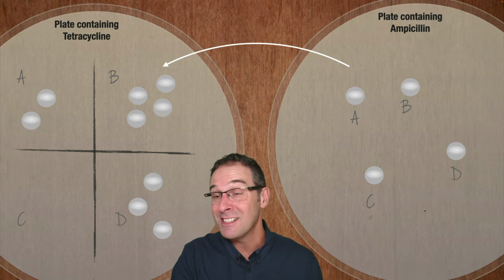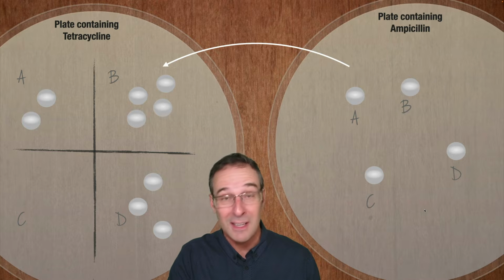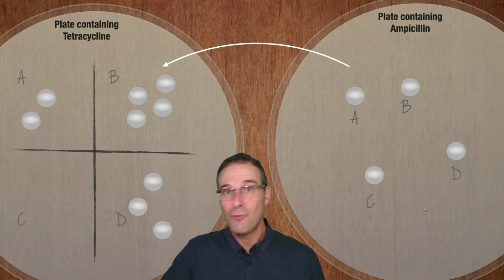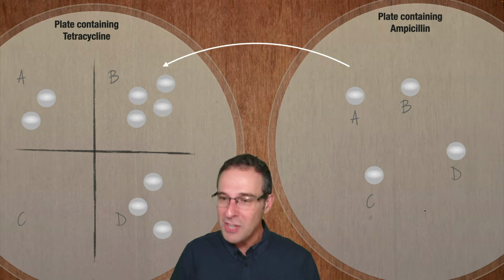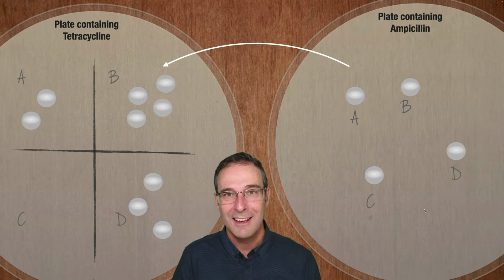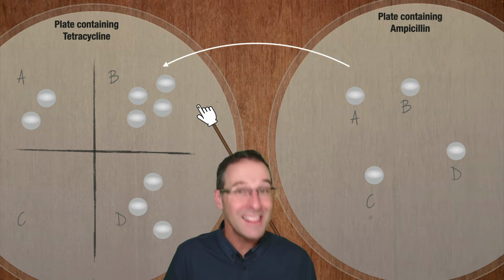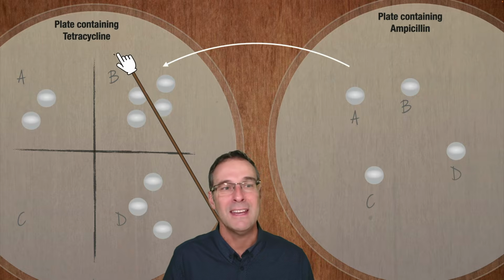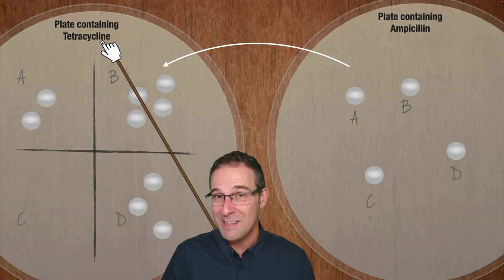But that doesn't tell us whether it's taken up a recombinant plasmid with the human insulin A gene in it, or just a regular plasmid that doesn't have the human insulin A gene in it. So how do we find out which ones have taken up which kind of plasmid? Okay, they've all taken up a plasmid. How do we know which ones? Well, we get another agar plate, but this one has tetracycline in it, that other antibiotic.